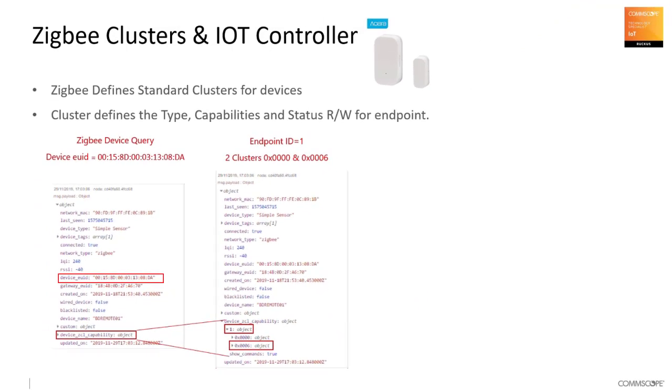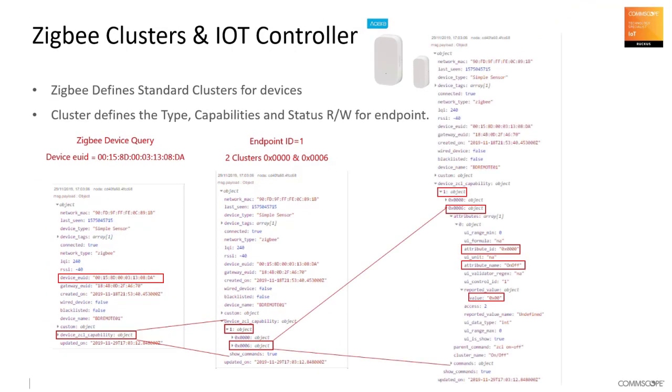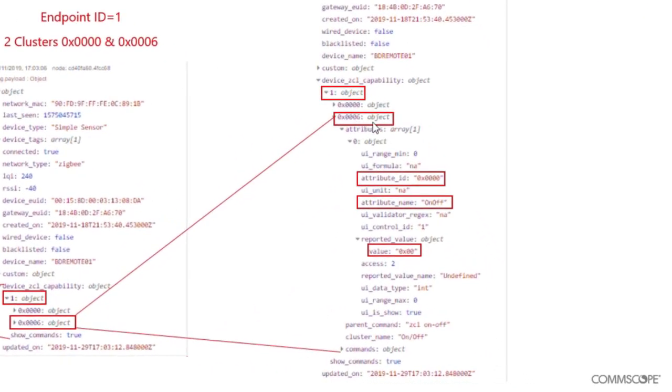So we can now open the cluster 06 and we can expand it out further. As we look into cluster 6, we can now see the attribute ID and the attribute name. You can see here the attribute name is listed as on-off. In this particular case, it's a door sensor, and its current value. So the door sensor is reporting 00, which means that it's closed. That will then change to 01 as the door sensor opens.